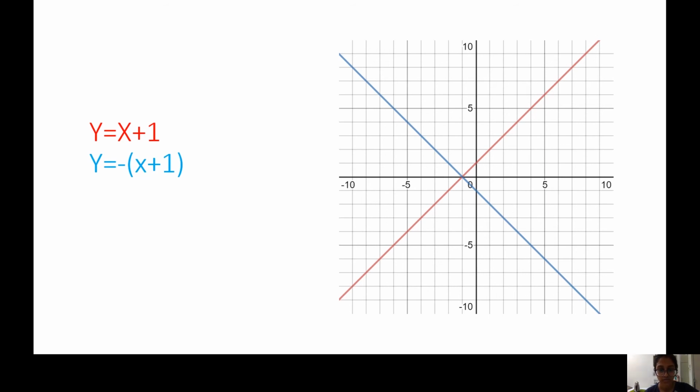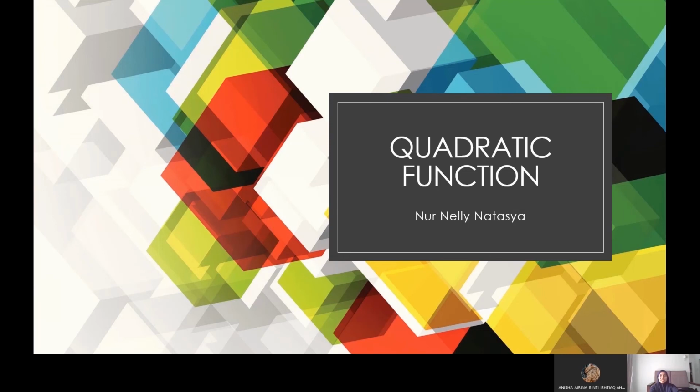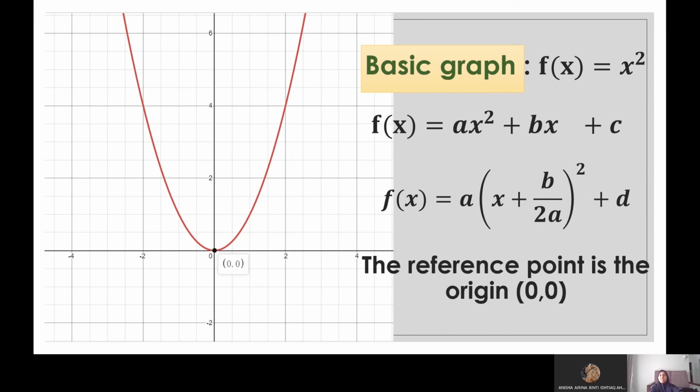So here is the quadratic function. The basic graph for the quadratic function is f(x) equals x to the power of 2. Before we start, we need to change the quadratic equation into completing the square form, and the reference point for this graph is (0, 0).